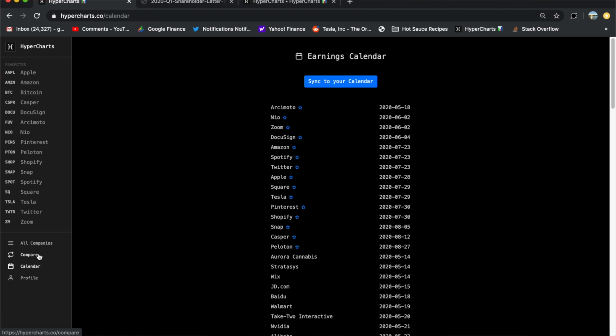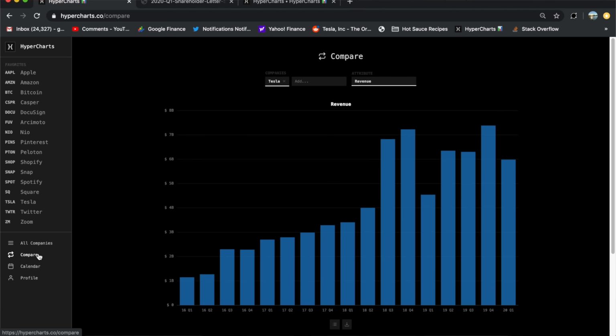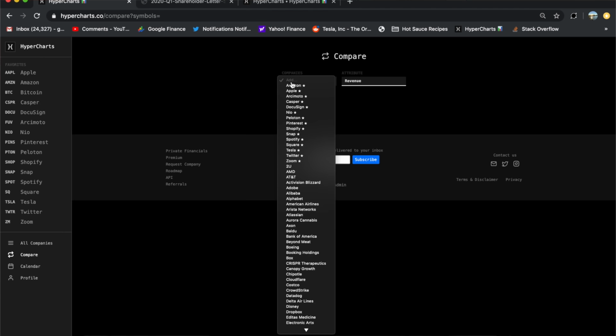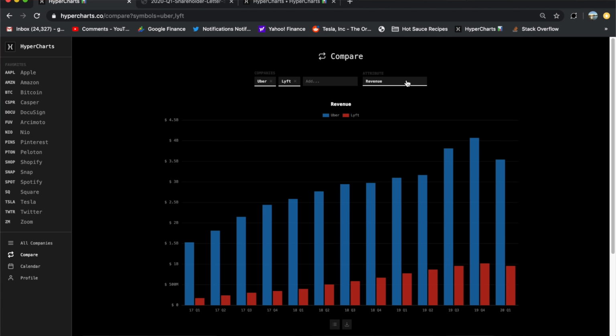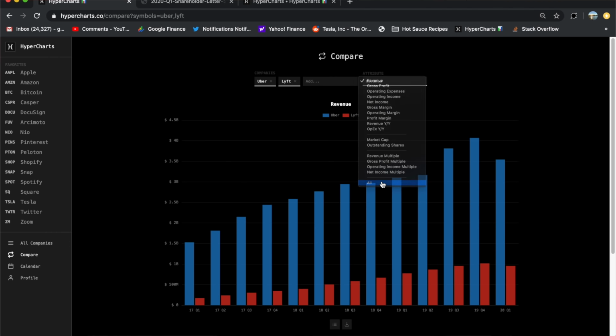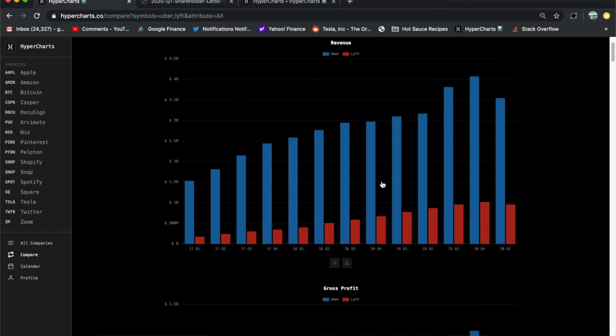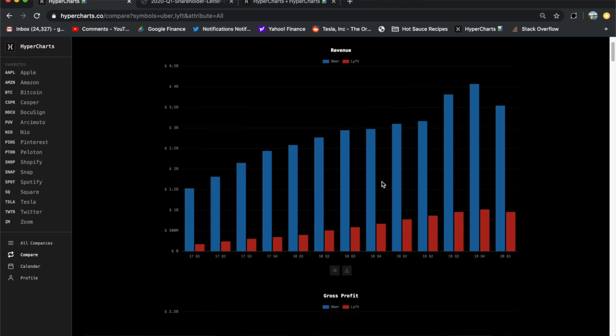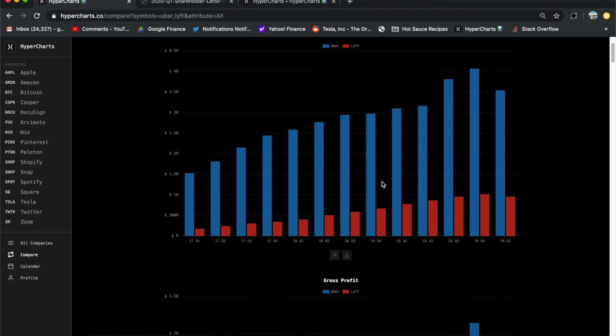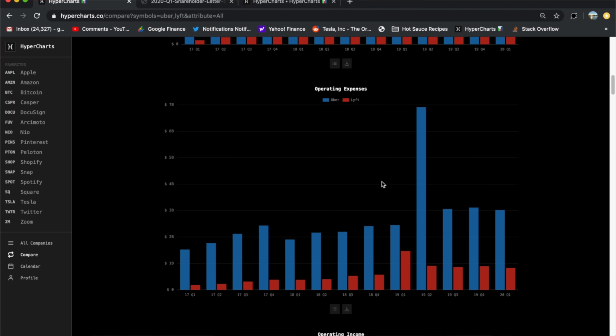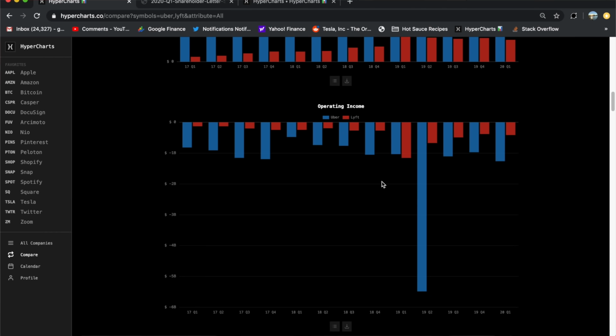Oh, another awesome feature we added was compare mode. So compare mode, we've had this for a while now, but let's go to Uber and Lyft, two companies. I think this is a good one to check out. Uber and Lyft. And you can compare any one feature, or you can go all, which I think is the new thing we added. And it's really awesome. So you can just scroll through these two companies, see what's going on. Uber, way bigger business, higher expenses, operating income. Lyft is losing less, which is interesting, even though Uber makes more money.